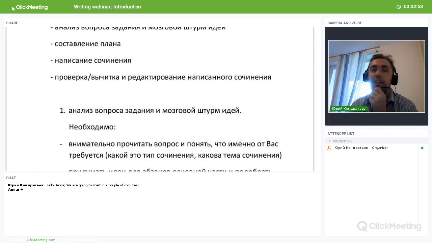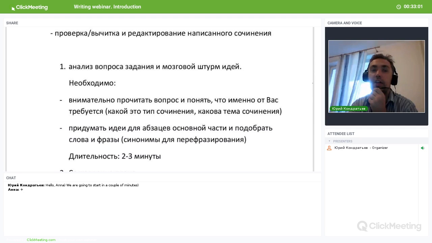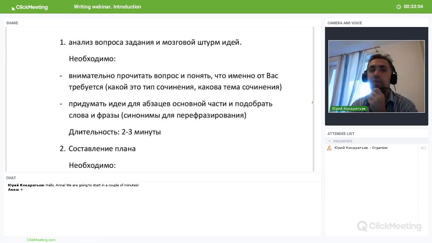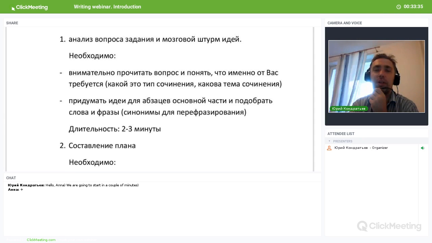So when you analyze the task and brainstorm the ideas, you read the question carefully. Sometimes you need to read it 2 or 3 times and understand what exactly you have to do. So what type of essay is that? What is the actual topic of the essay? Then you should think of ideas for body paragraphs. Think of words and phrases. And normally you should think of several ways of expressing keywords. Ideally, you should do this within 2 or 3 minutes.